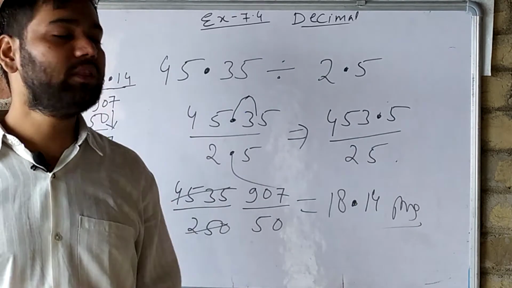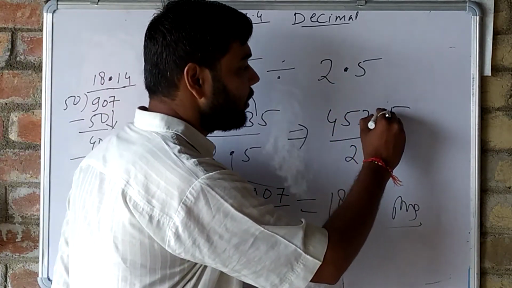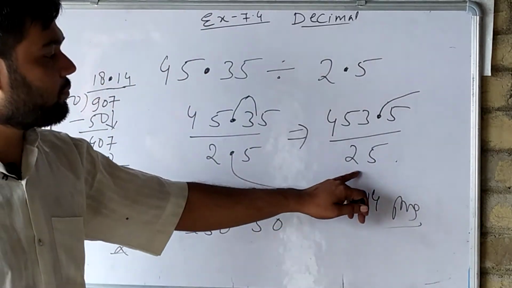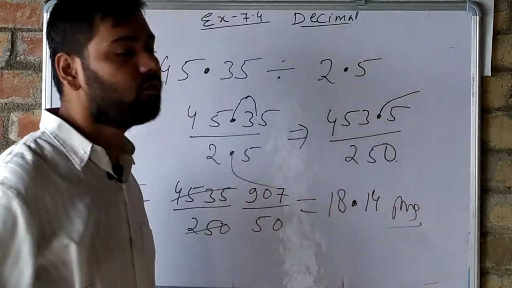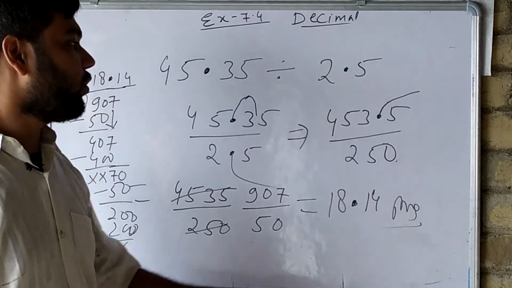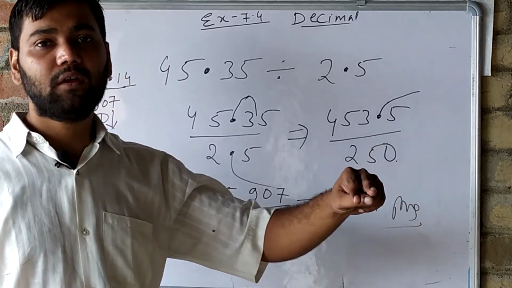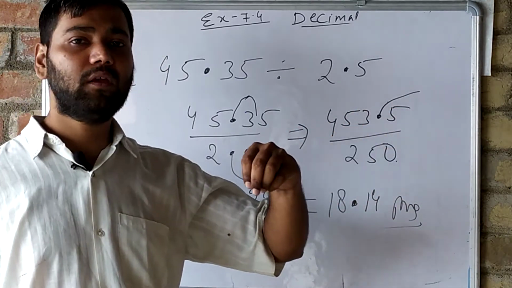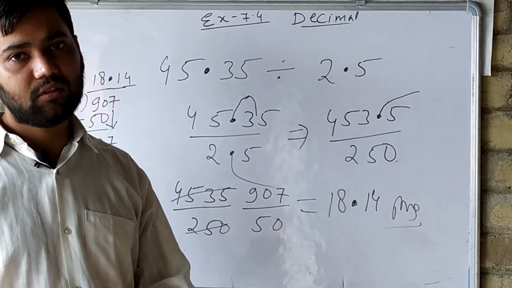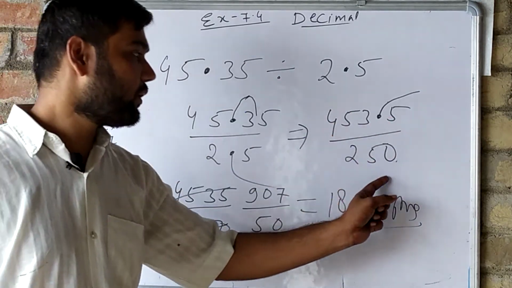So on doing that, when we shift the decimal from here and we do not have a decimal place at the denominator, what do we have to do? We have to place a 0, because here we have only 1 decimal place. If we have 2 decimal places, then we have to place 2 zeros. If we have 3 decimal places, then at the denominator we have to place 3 zeros. Like that only we have to do. So 1 decimal place, so 10.